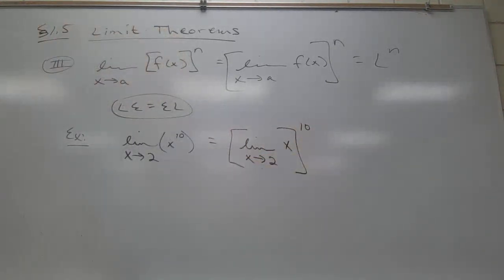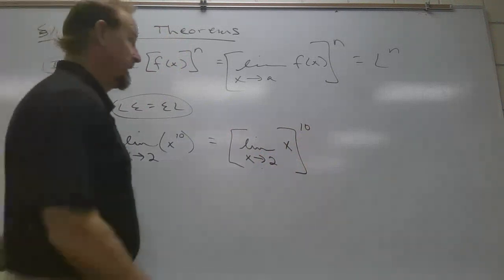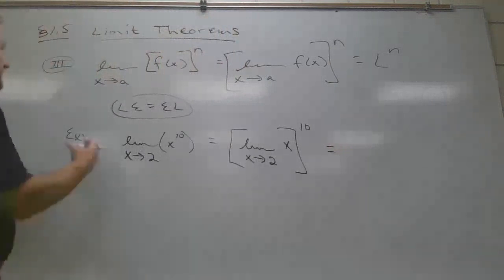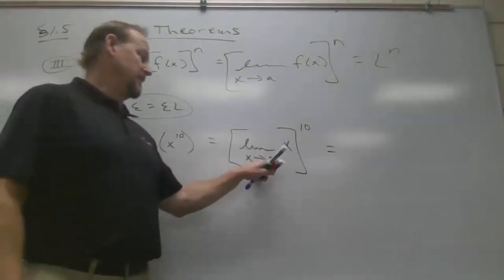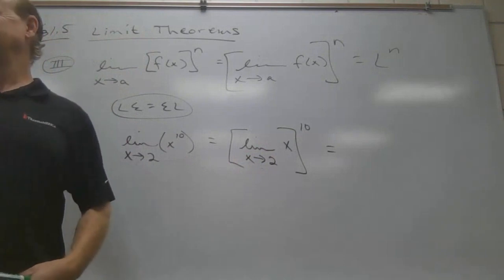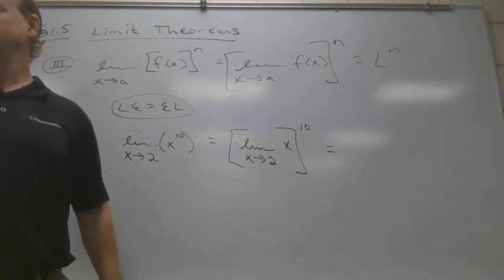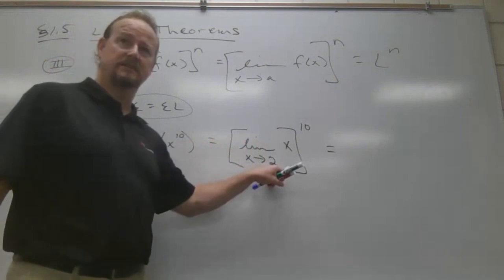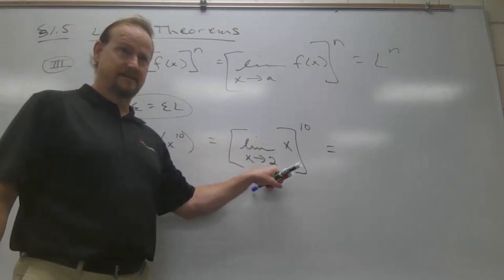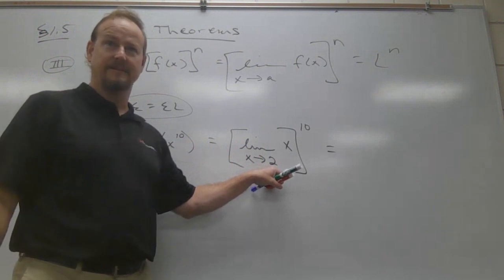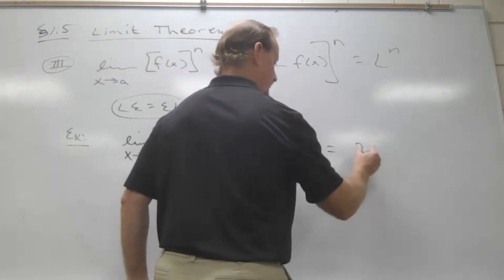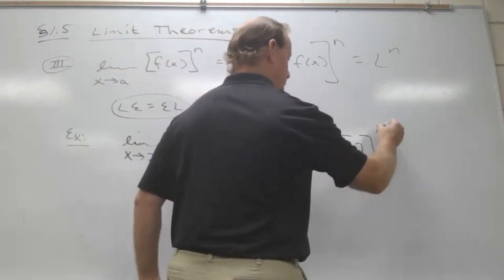Now there's one limit theorem that we had that I didn't remind you of, and what was that? So I guess bullet point 0. Limit as x approaches a of x, what's that equal? A, right? So as x approaches 2, what's x approach? 2. So this is 2 to the 10th.